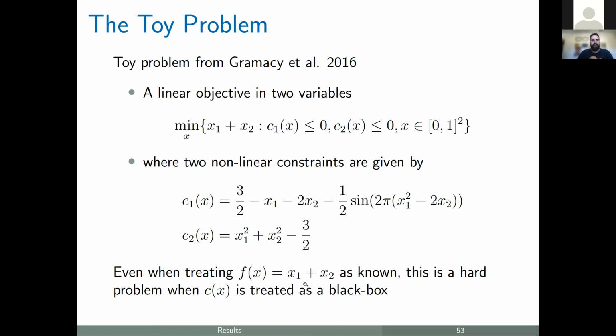In their paper, they treat x1 plus x2 as known. But even if you know the objective function that you're trying to minimize, I just want to make this point: anytime you have some of these guys being black boxes, so if you have these highly nonlinear constraints that are black boxes, this can still be a very hard problem to solve, even when your objective function is known. I believe in our paper we treated even the objective function as being unknown when we solved this problem, even though they wrote it as being known.